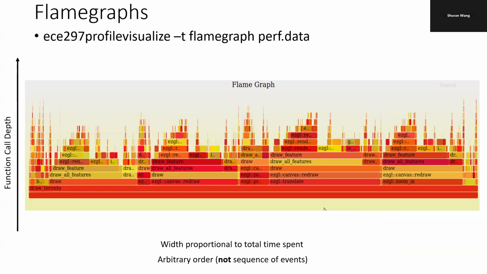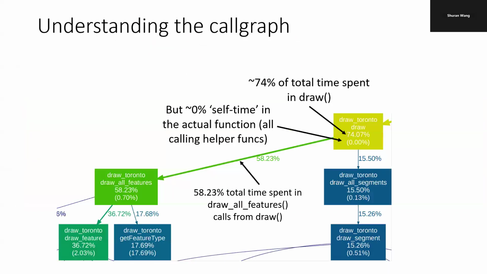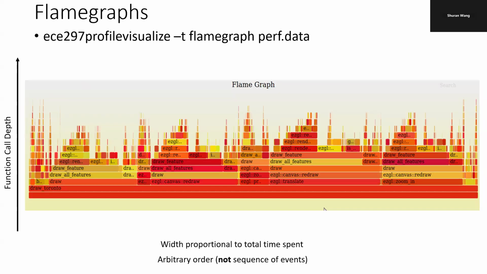There's also something called flame graph. We can visualize it using the same perf.data, but with -t flame graph enabled. I personally like flame graphs better than the call graph because it's easier to look at. The widths are proportional to the total time spent in each function, and moving up the graph is the function call depth. This will appear in arbitrary order, so it's independent of the time.